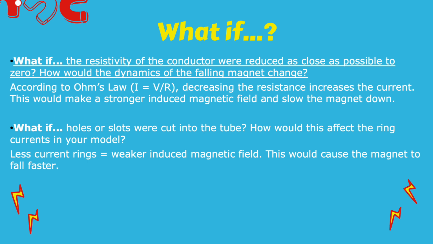For the what-if questions, answering the first one: if you decrease the resistance, you increase the current, which makes a stronger induced magnetic field and slows down the magnet. For the second question: if you have fewer current rings, which means you have holes or slots in the tube, it equals a weaker induced magnetic field, and that will cause the magnet to fall faster.